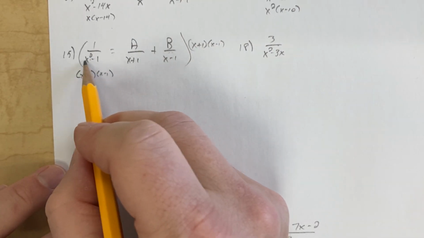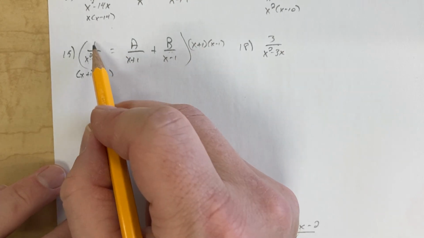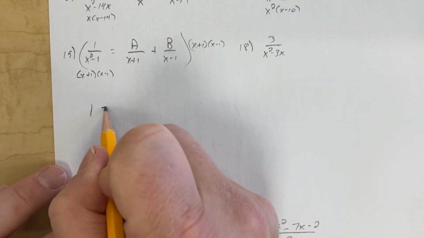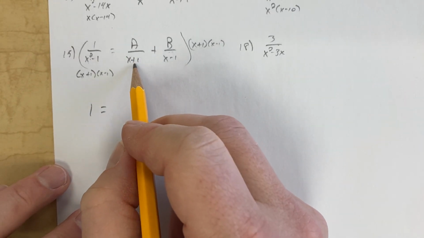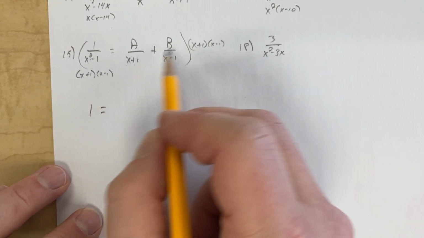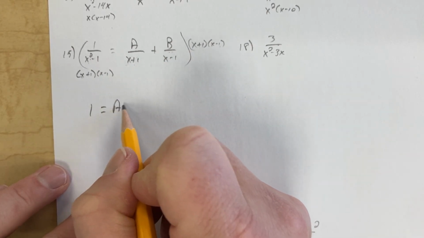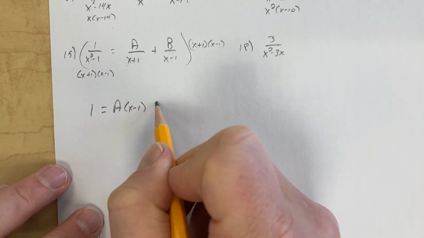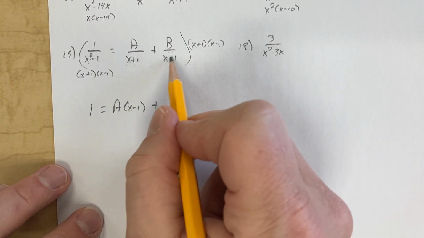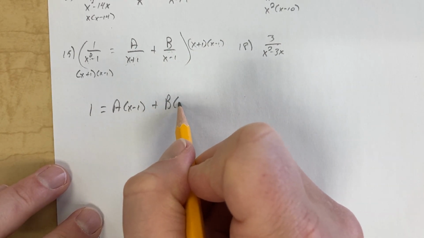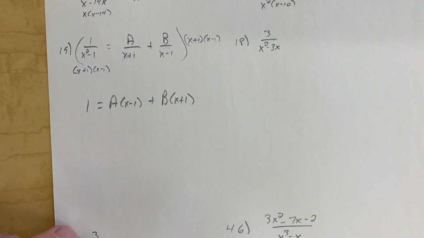So if you multiply over here by x plus 1, x minus 1, you're just going to have the top left over. You're going to have that 1 left over. If you multiply here, the x plus 1 will cancel, but the x minus 1 won't. So you'll have a times x minus 1. Same thing here. The x minus 1 will cancel, but not the x plus 1. All right, so we're right there.